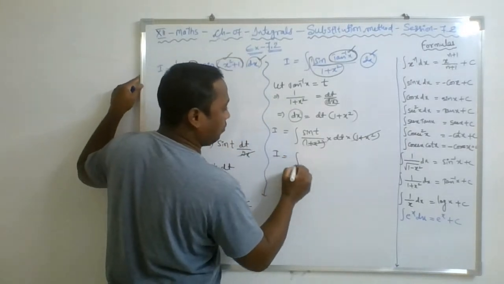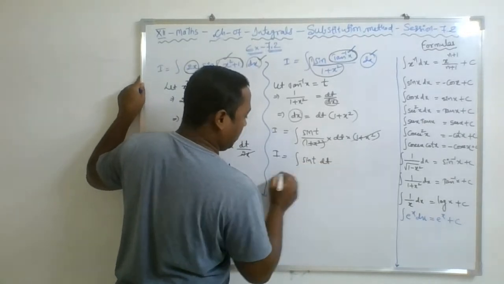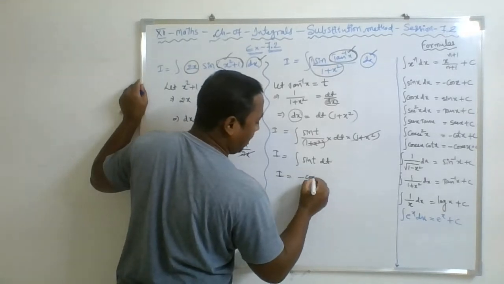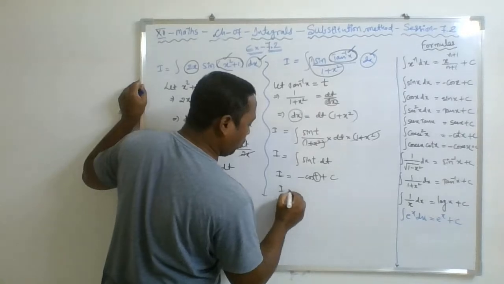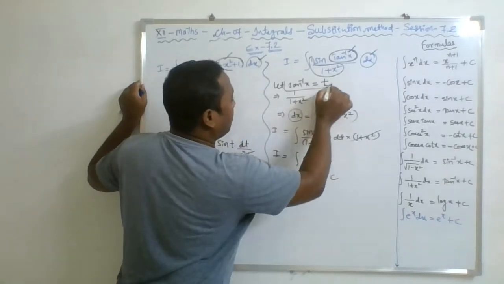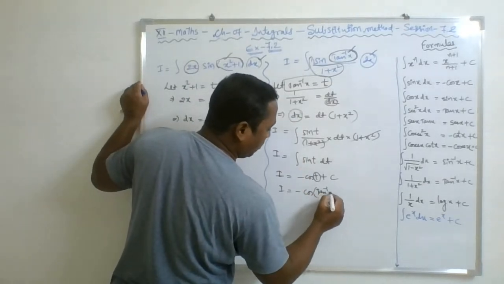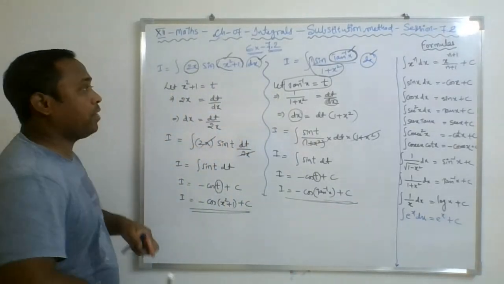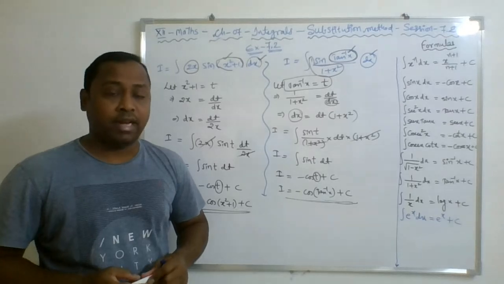So I is equal to what you will get: sine t into dt, and the integral of sine t is minus cos t plus c. Replace the t with the original function, that is from the beginning, t will be written as tan inverse x plus c. Over. So this is the substitution technique.